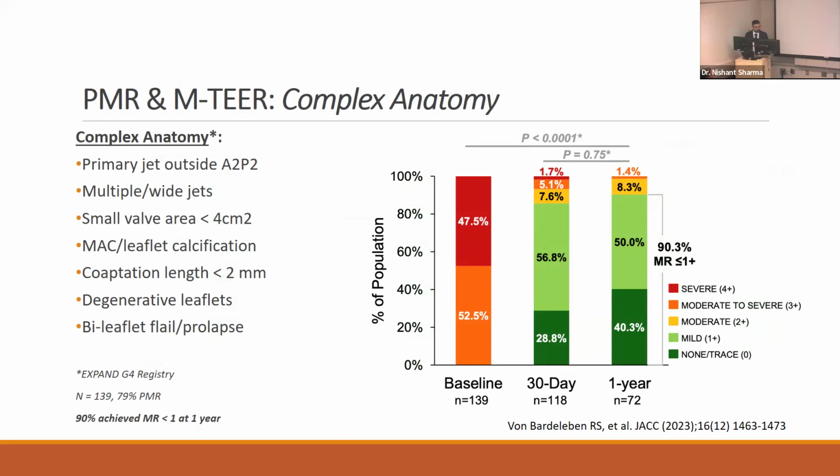The EXPAND G4 registry also looked at patients with complex anatomy, which represented about 140 patients of their group, where 80% of them had primary MR. And this complex anatomy, which would usually be prohibitive for M-TEER, they actually went and attempted it and had pretty good results at 1 year, achieving a residual MR of less than 1 in 90% of patients.